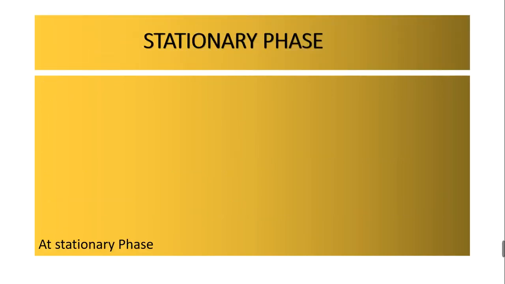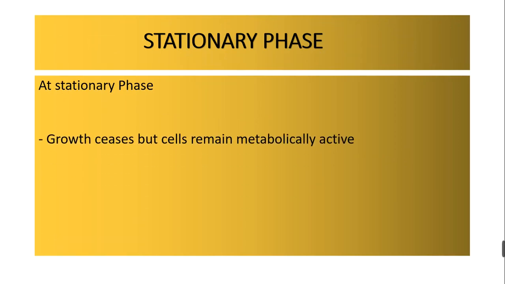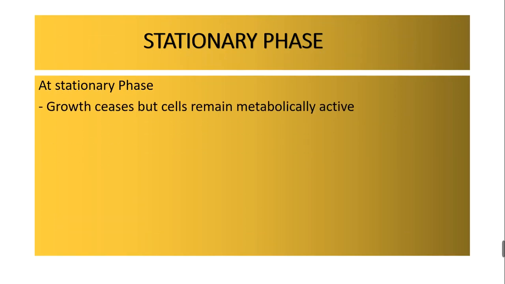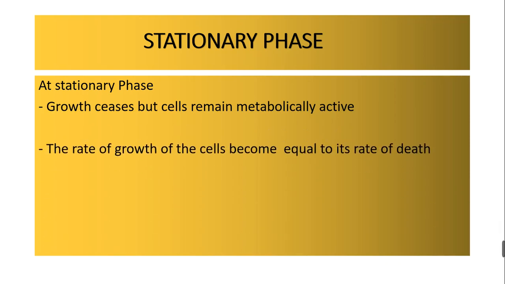Next, we'll be talking about the stationary phase. At the stationary phase, growth ceases, but cells remain metabolically active. What happens at this stage? The number of cells being produced begins to equal the number of deaths. The amount of nutrients present at this stage is not adequate, but it's not all used up. It's just adequate for a small number of organisms to thrive. So at this point, the organisms begin to struggle.